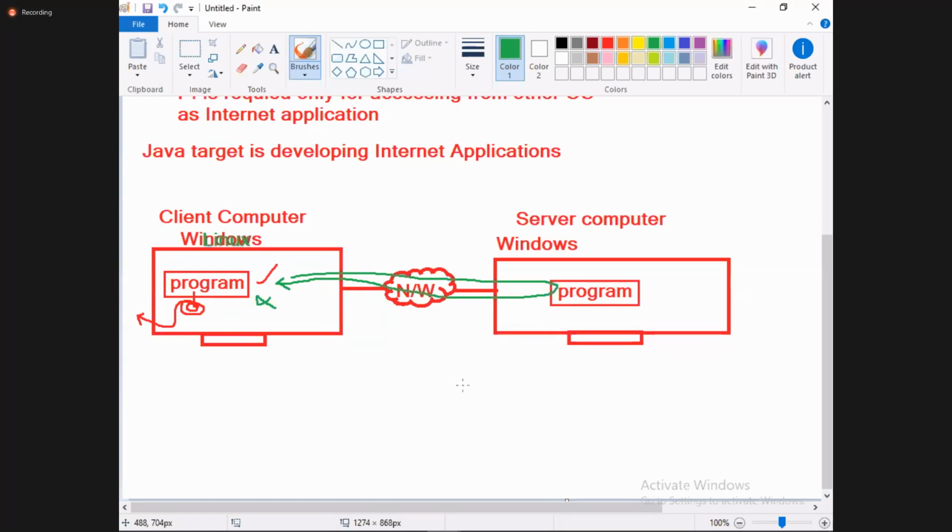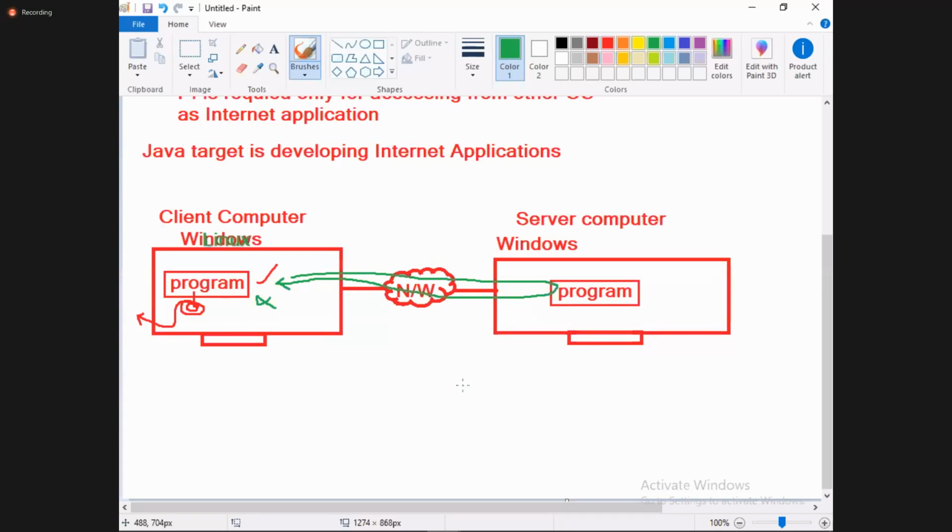Let a client access that program, and let him download that program into his computer. His computer operating system may be Windows, maybe Linux, maybe Solaris, maybe Mac, any operating system, but my program should download and execute there.